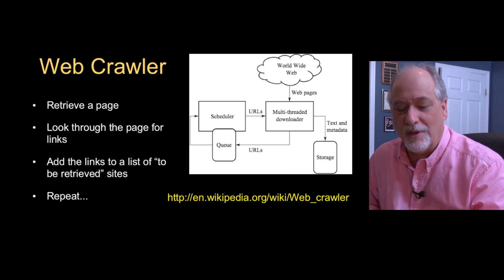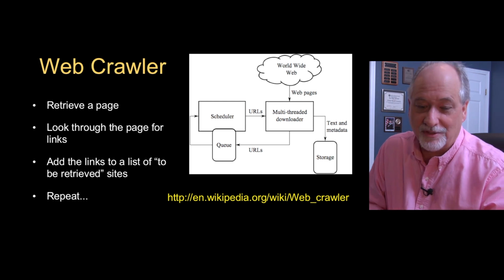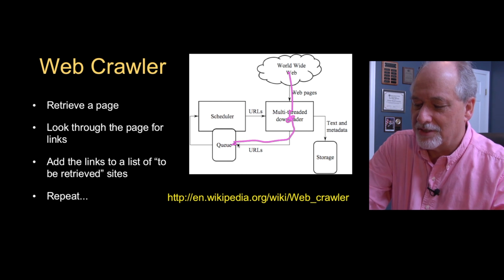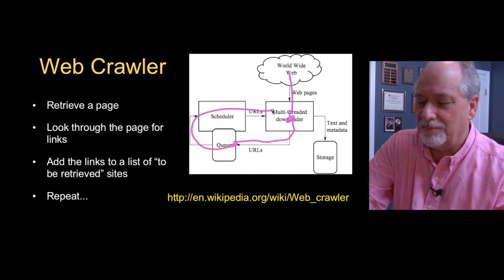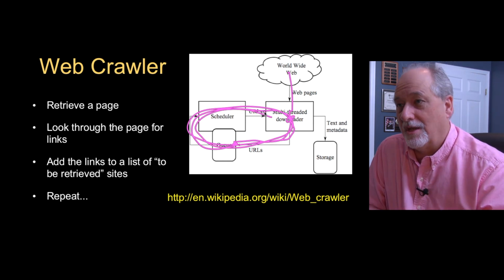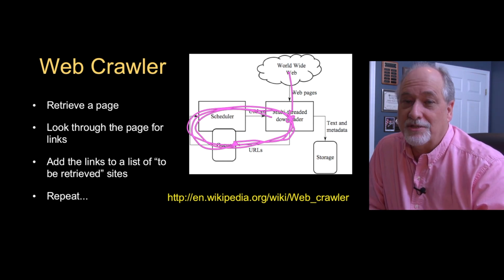So this is the idea of the web crawler, and this isn't my picture. This is the classic picture of a web crawler. Read a page, parse it, take all the URLs and stick them in a queue, grab again and again. So for us, the scheduler is going to do it as long as you say, oh, do 100 pages, or it runs until it blows up.